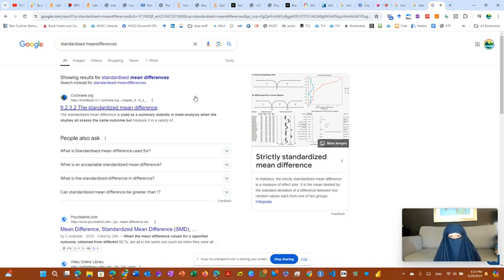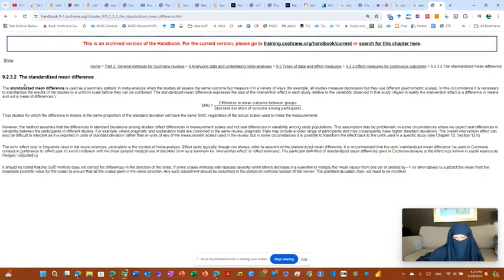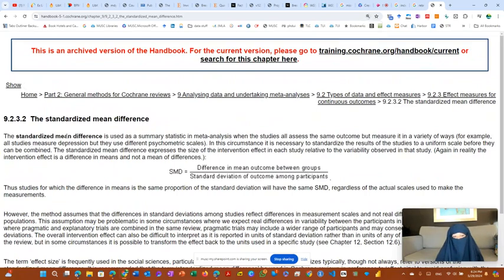Now, a standardized mean difference, and they did correct my spelling, thank you. Looking from the Cochrane Handbook, remember they use the Cochrane Library. I didn't mean to click on it. And I can hardly read that because I'm getting old. So the standardized mean difference is used as a summary statistic in a meta-analysis when studies all assess the same outcome but measure it in a variety of ways. So this tells us already that in a meta-analysis, which that paper is, you can pool or assess these different outcomes measured in different ways.